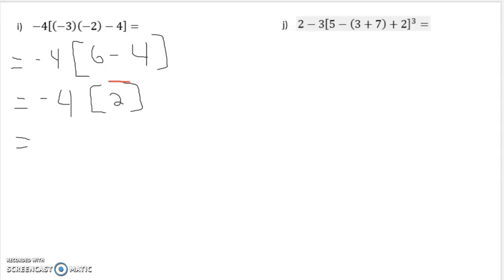And then our last and final step is negative 4 times positive 2. Negative times a positive is a negative. And 4 times 2 gives us 8. So your answer is negative 8.